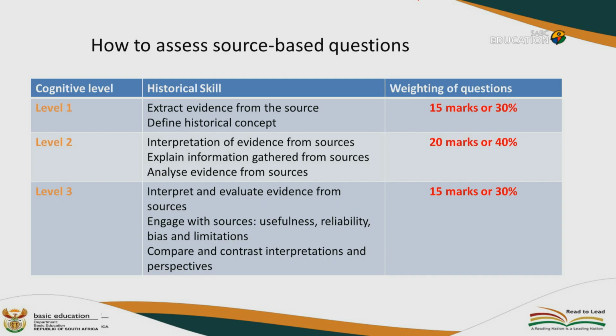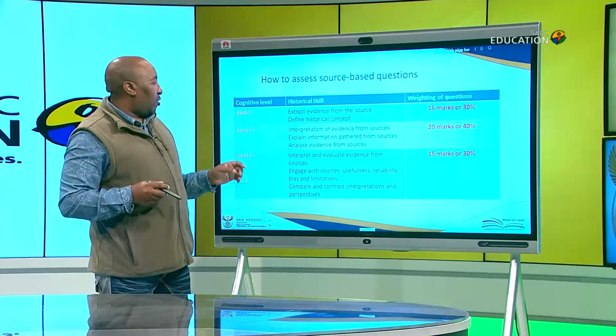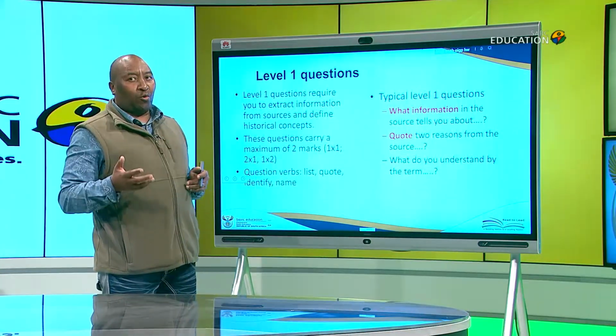So what you need to know is that out of 50 marks, when you write the source-based section, which is section A, you will have 15 marks of level 1 questions, which is 30%. You will have 20 marks, which constitute 40% on level 2, and then you will have another 15 marks for level 3 questions. Now, when you read through your sources, this is what you need to know.